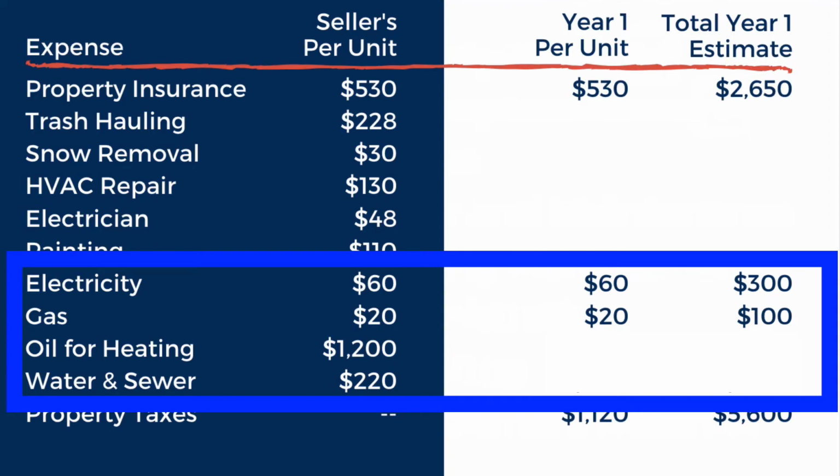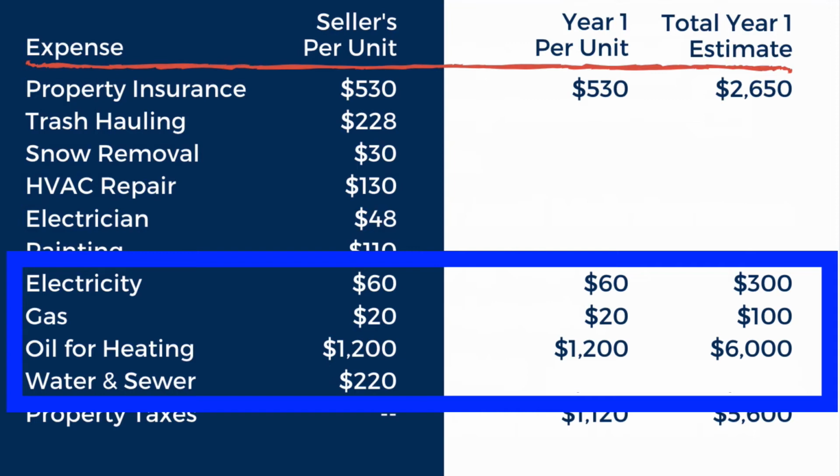The next one's oil for heating. As discussed in the broker's notes when we originally looked at information for this property, the landlord pays for the tenant's heat. This is that cost right here. There's an oil burner in the basement that the landlord's responsible for. At $1,200 per unit, I have no reason to believe it's anything otherwise. I'm going to use the seller's number, which results in $6,000 per year in oil. Just like with electricity and gas, this is something I can try to verify during the due diligence period, assuming the seller accepts our offer.